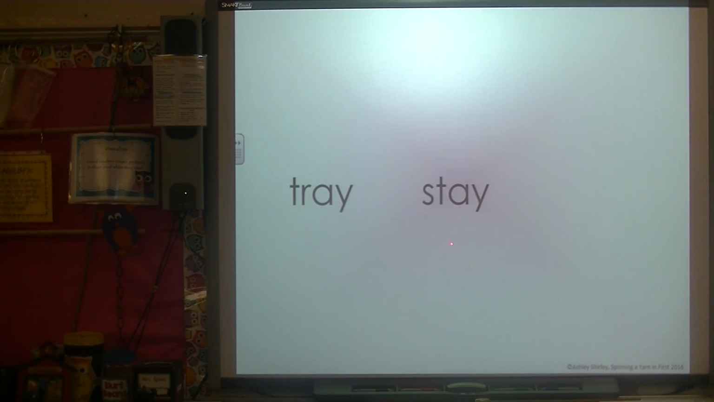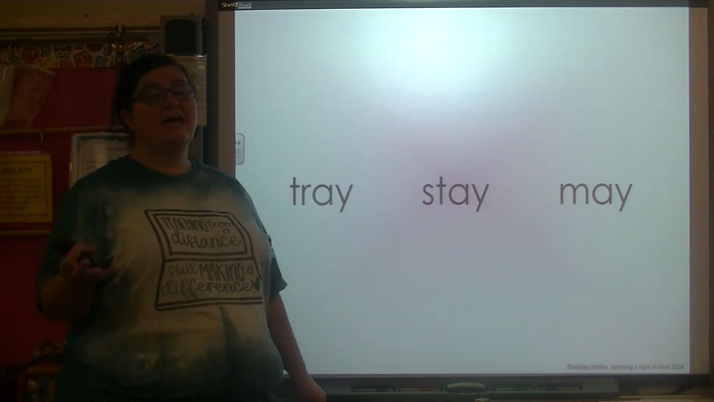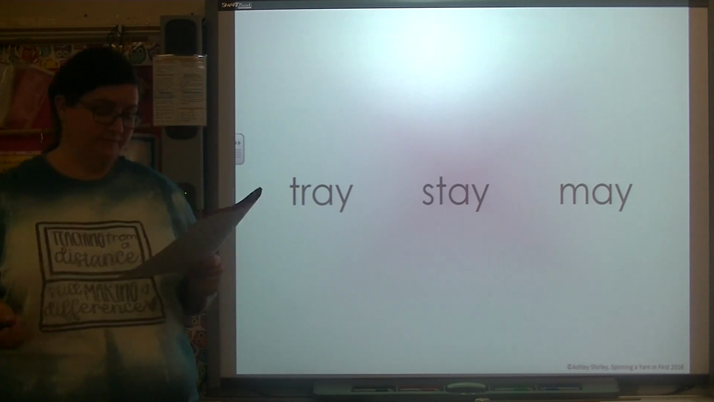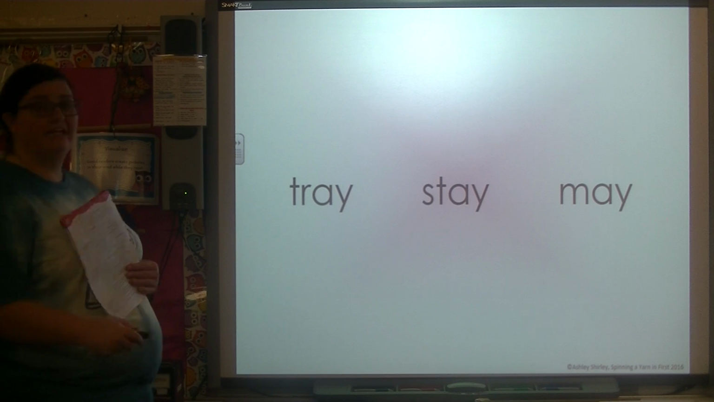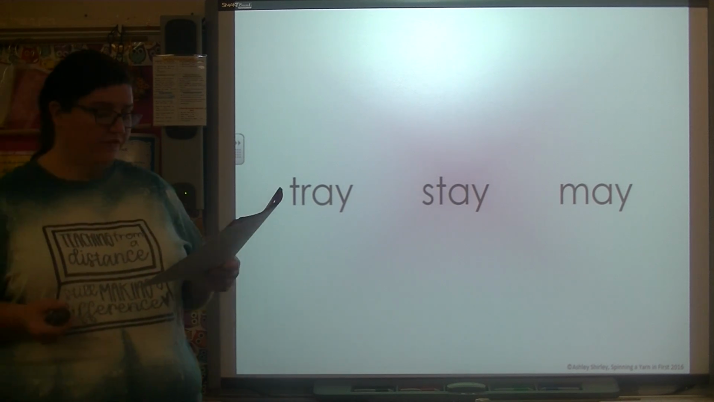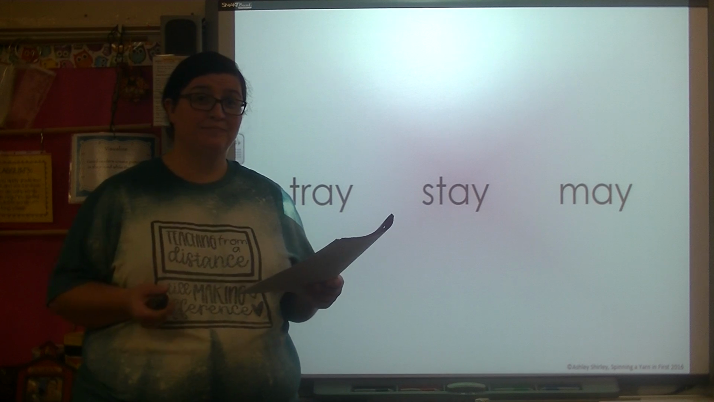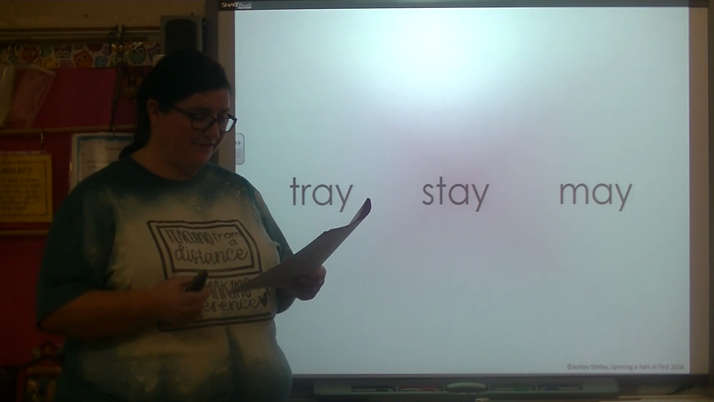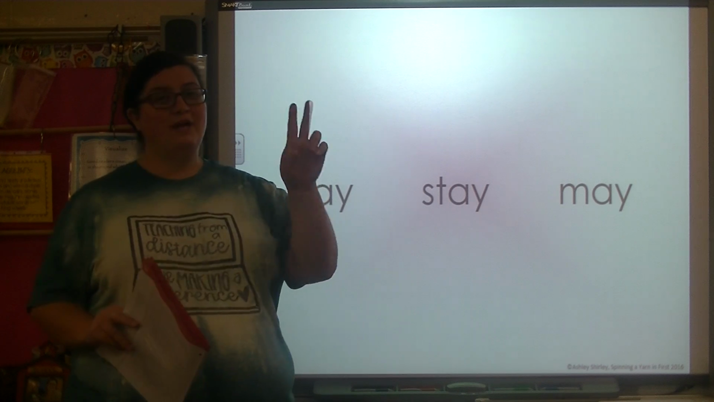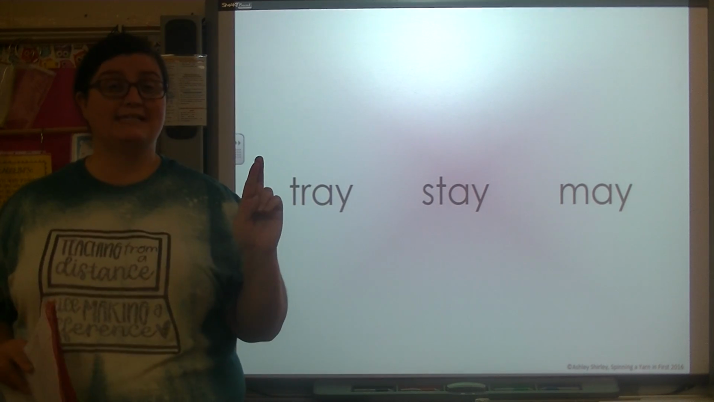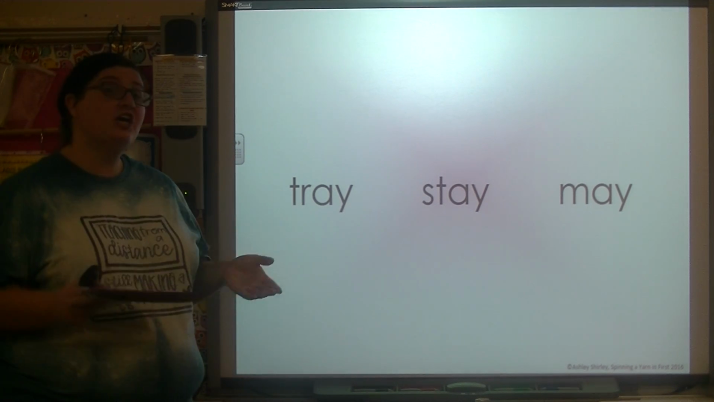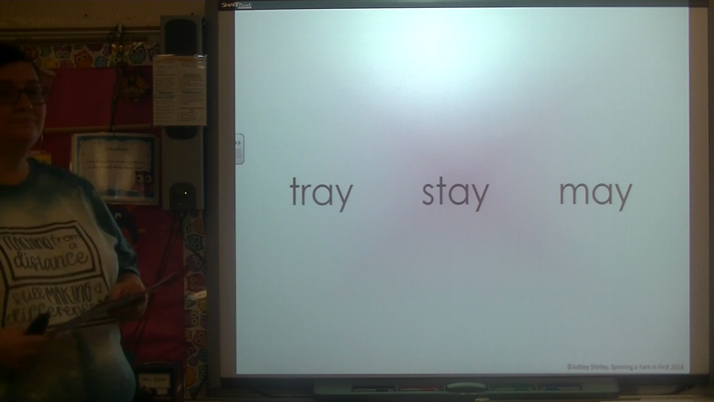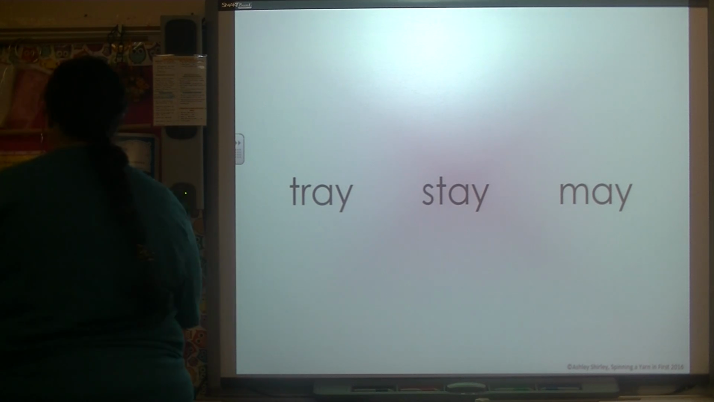Tray, stay, may. What's making the A sound? Yes, A-Y is saying A. What do you think A-Y is? It is a digraph. That's right, because we have two letters that come together and we hear how many sounds? One sound, that's right. How do we code digraphs? We underline them, that's right.